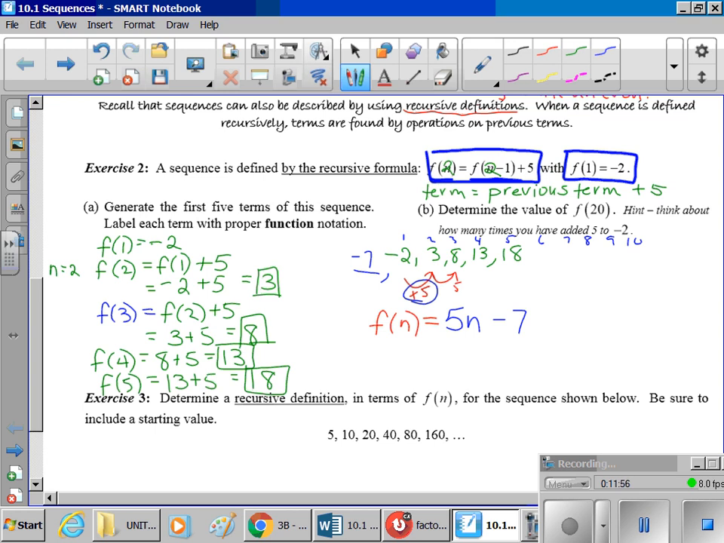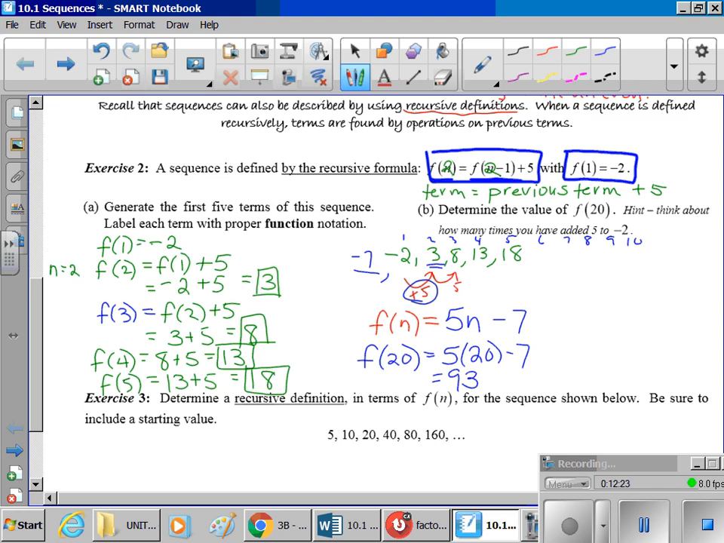So think about what this is now. To find the first term, it's 5 times 1 is 5, and 5 minus 7 is -2. When n is 2, we get 5 times 2 is 10, and 10 minus 7 is 3. So that's going to work for us. To find the 20th term, it's easier now. f of 20 is 5 times 20 minus 7, which is 100 minus 7, which is 93.